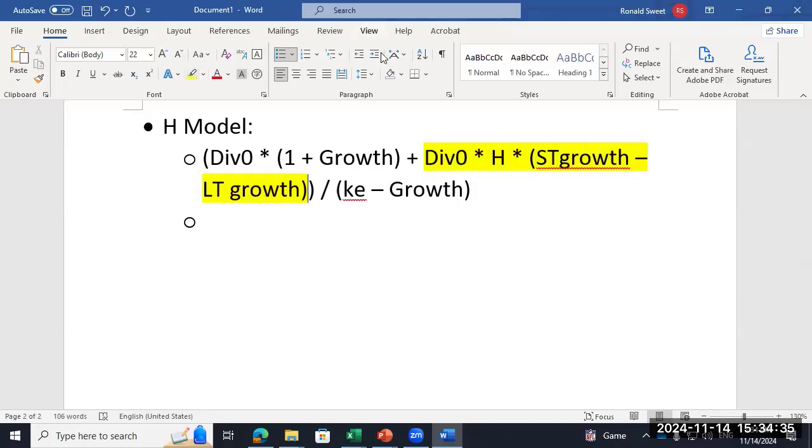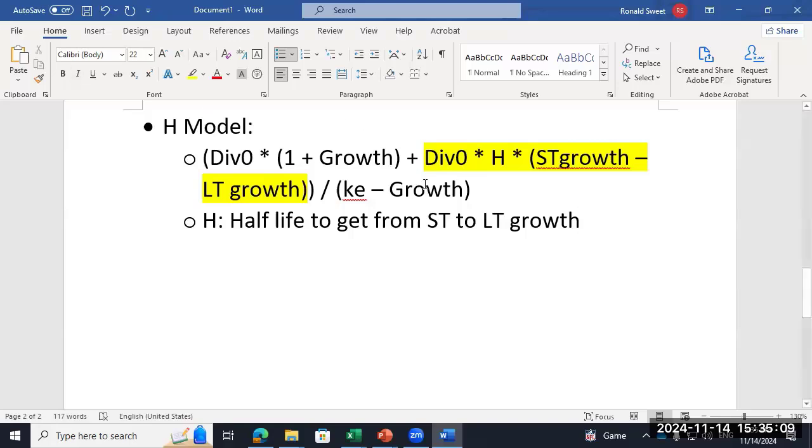So you have a firm that's growing 20% today, so use 20% here, but ultimately every firm's going to grow like the economy, so about 5%. So you have 20 minus 5, you have dividend 0, and the H is the half-life to get from short-term to long-term growth. So if you think it's going to take you 10 years to go from 20% growth to 5% growth, your H is half of that. So 20 years, your H is going to be 10. So your H is half of the number of years to get from short-term to long-term growth.